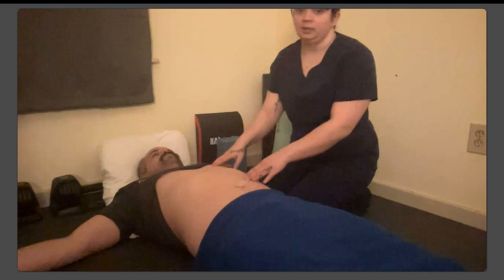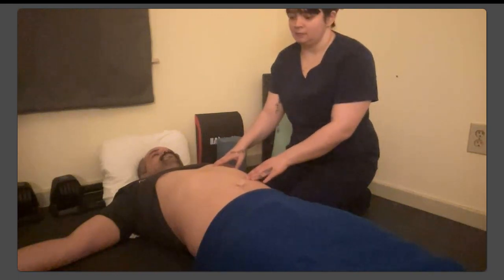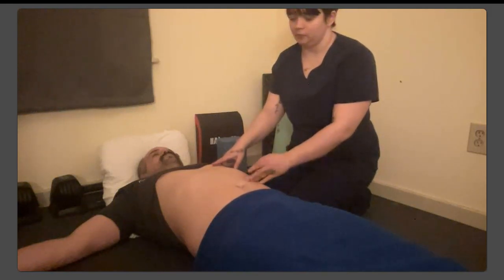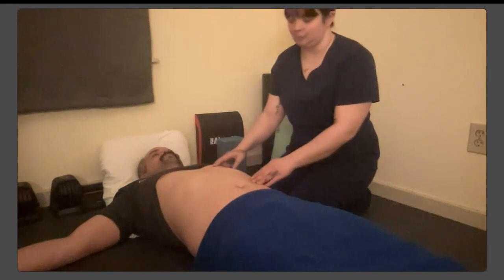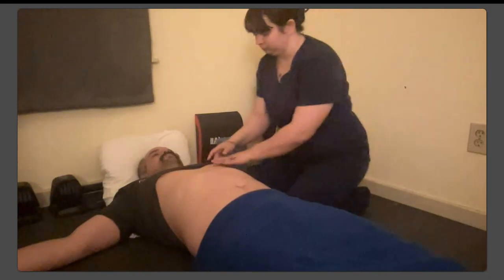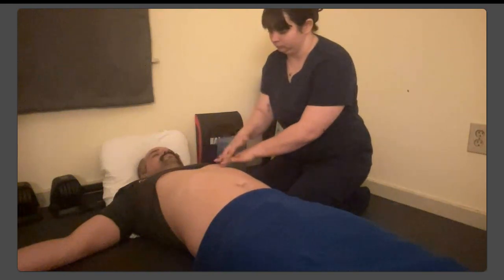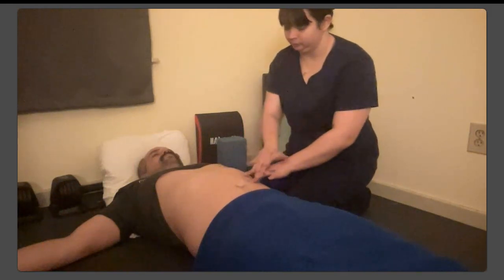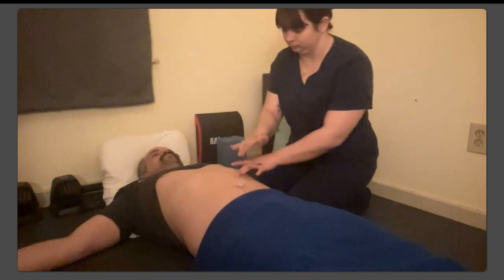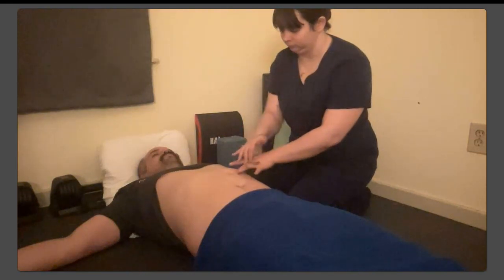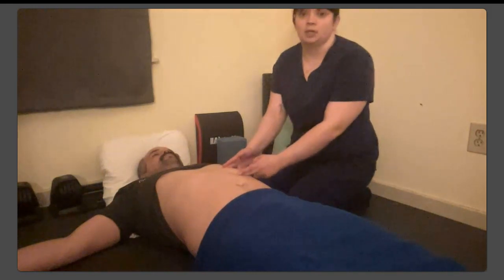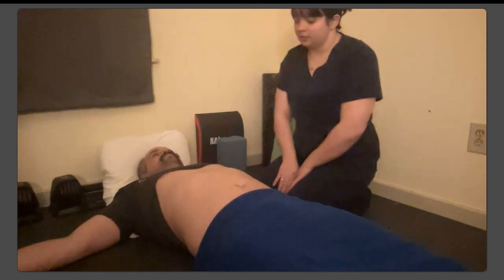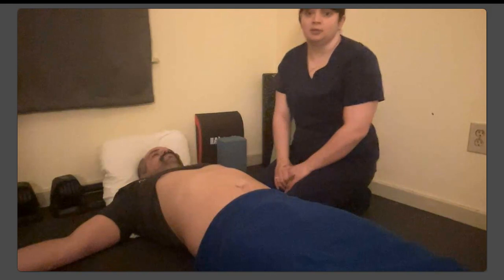I'll perform a percussion technique to identify changes from dullness and tympanic. It'll first start out tympanic and then go to dull when I identify where the liver is. So right there. Right there. So I will make sure that I document and identify exactly where the borders are. Specifically for my patient, I don't note any enlargement of their liver.